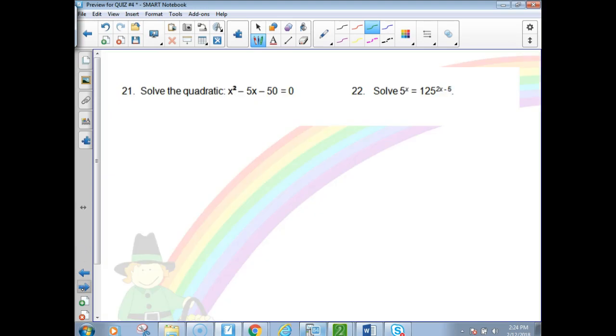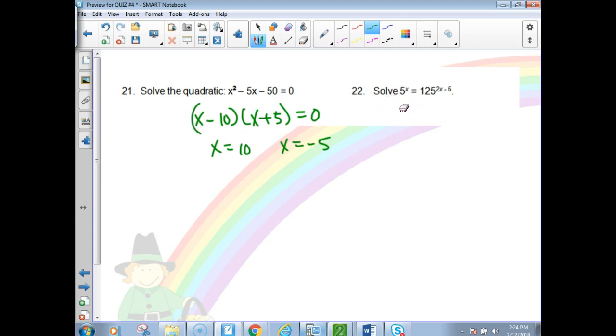All right. And solve the quadratic. Factor it if you can. And this does factor to x minus 10 times x plus 5. And so the solutions are 10 and negative 5. And this one, what? Graphing calculator? Oh, I'd like to see you factor it. You can do it, but this is faster.